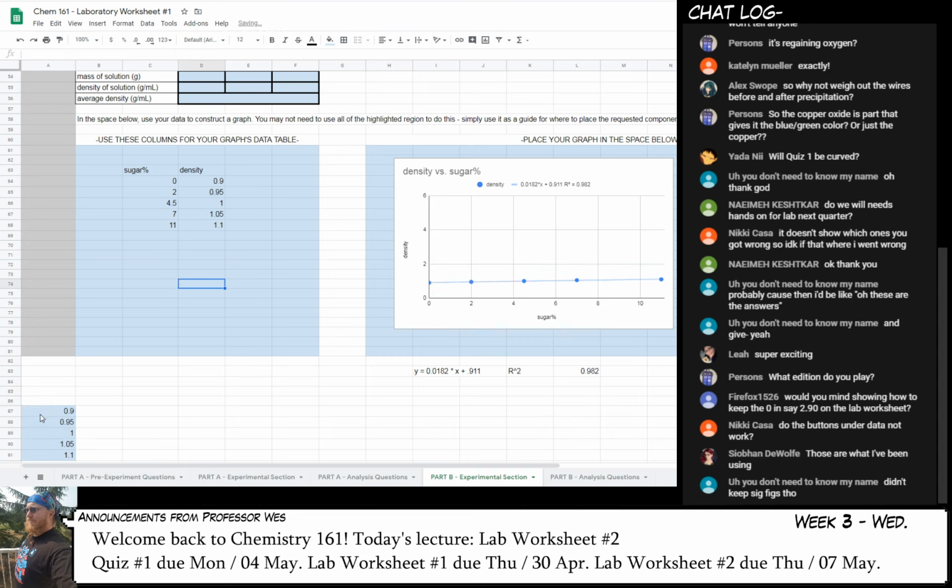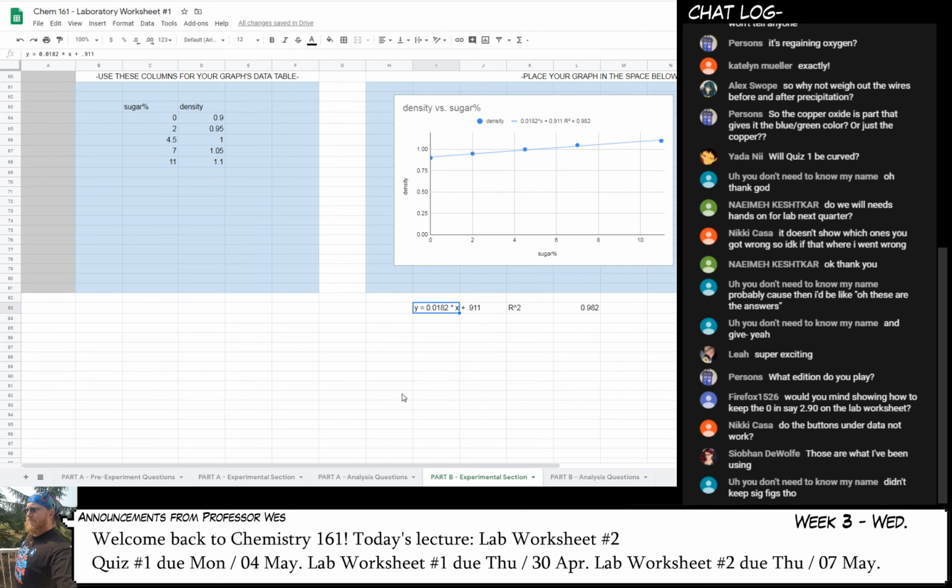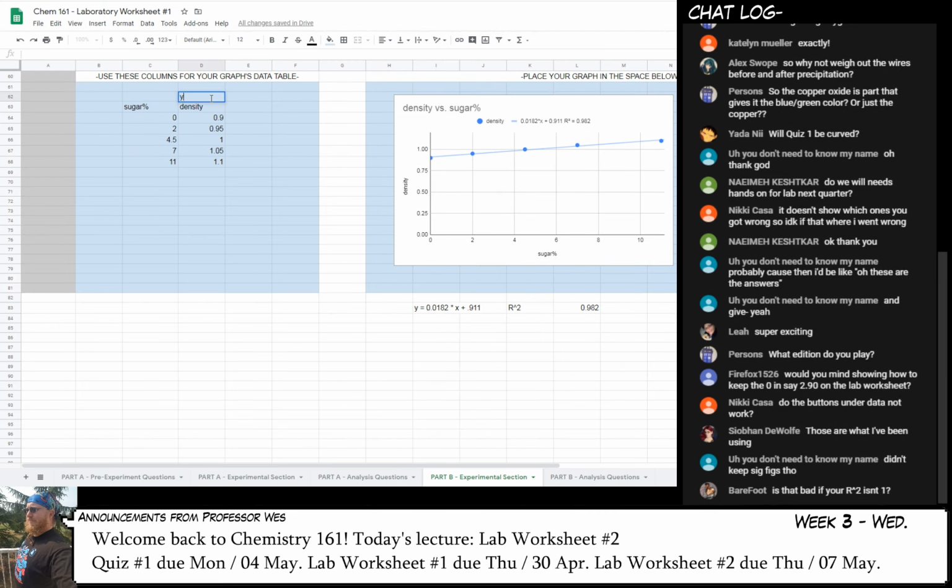And so here's my graph again. Can I edit this from here? Yeah. And so you might be asking yourself, well, what do I do with this? So you have your equation right here, and you know what the y-axis is. So y is density. And you also know what the x-axis is. That's sugar.